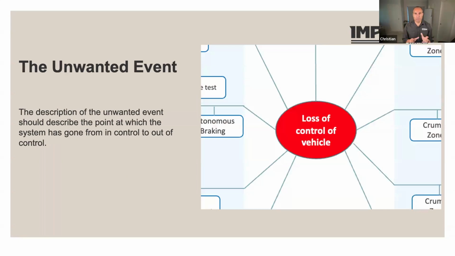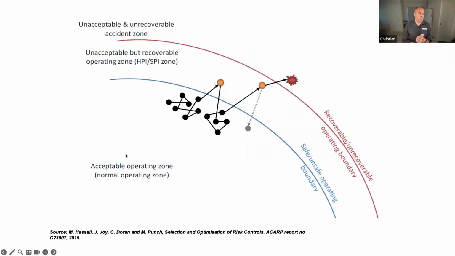So a little bit of theory here. The description of the unwanted event should describe a point in time at which the system has gone from in control to out of control, or the energy source has gone from in control to out of control. So what does that mean, with a little bit more theory? And for those who joined the training course, you would have seen us go through this.